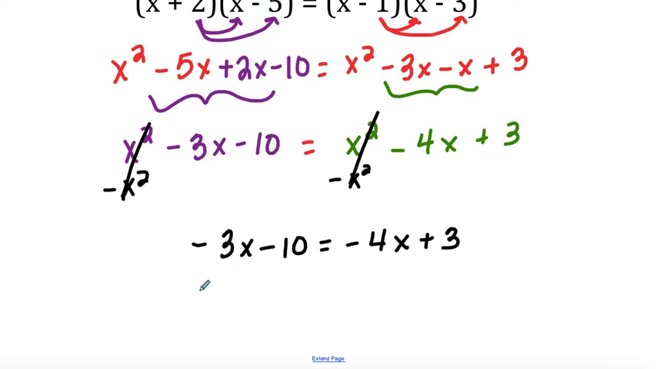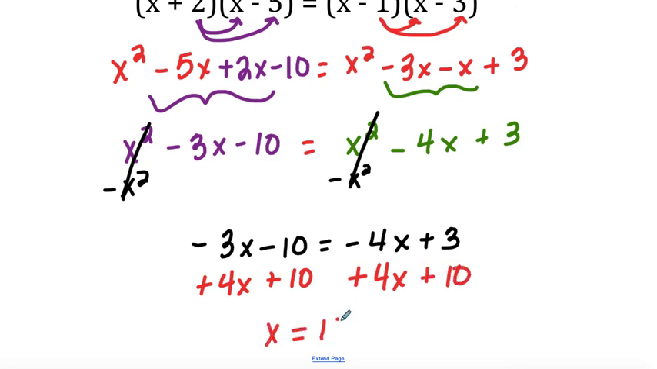All right, so we bring the smaller to the larger. So I'm going to bring 4x over to give me a positive x. I'm going to add 10 as well. And that's going to give me x equals 13.